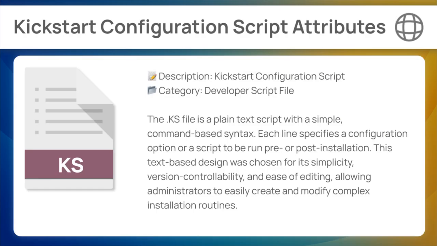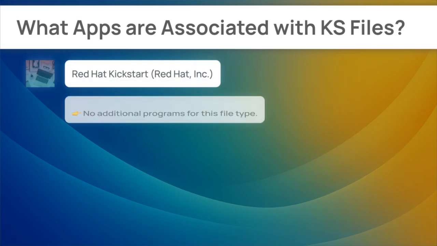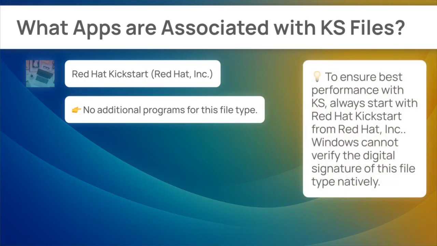Each line specifies a configuration option or a script to be run pre- or post-installation. This text-based design was chosen for its simplicity, version controllability, and ease of editing, allowing administrators to easily create and modify complex installation routines. The operating system preferentially attempts to open KS using Red Hat Kickstart from Red Hat Inc. Windows cannot verify the digital signature of this file type natively. Windows shows only raw code, so real operation requires dedicated scripting tools.